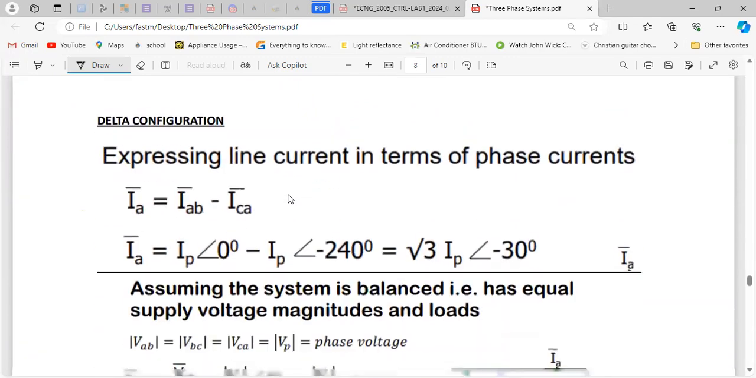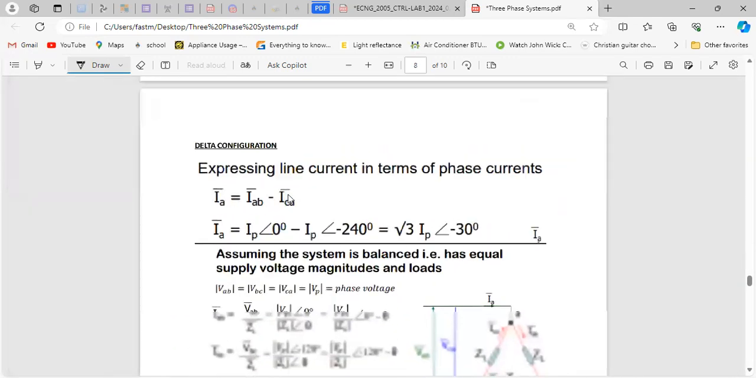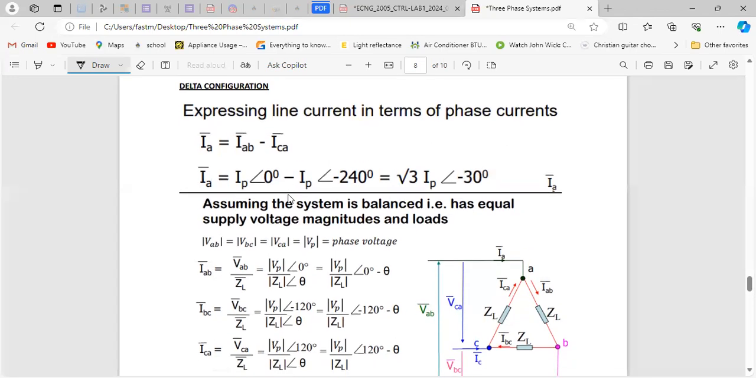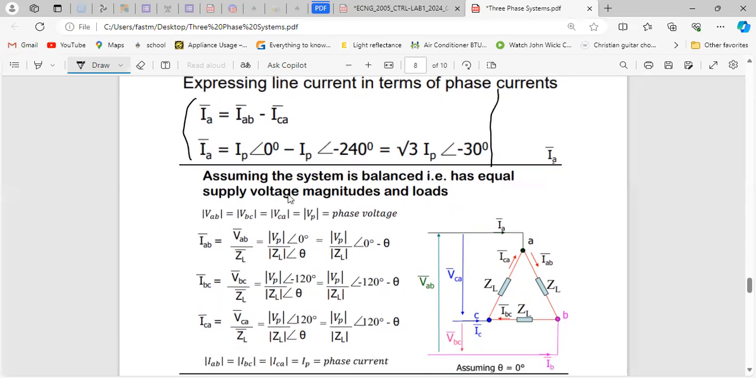All right, let's move along to the delta configuration. As I said before, the delta is with respect to currents. That's something to keep in mind. For the star, the phasor is with respect to voltage, and for your delta it is with respect to the currents. Just like before, it's the same relationship. You don't have to worry about this.